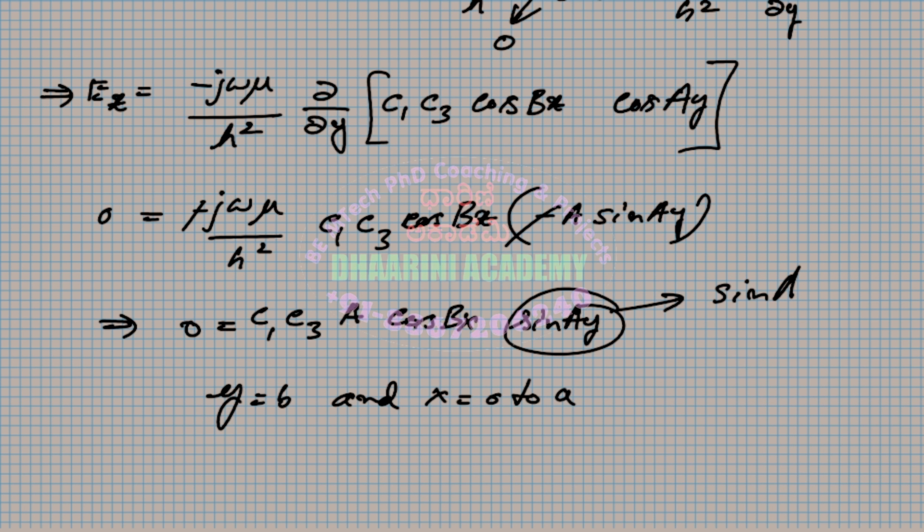Is it possible? No, sorry. I think I made a mistake. I'll just rectify that. I have written properly. C1 is not 0. C3 is not 0 as of now because we don't have any clue. Both of them I cannot take into consideration saying that it is equal to 0.